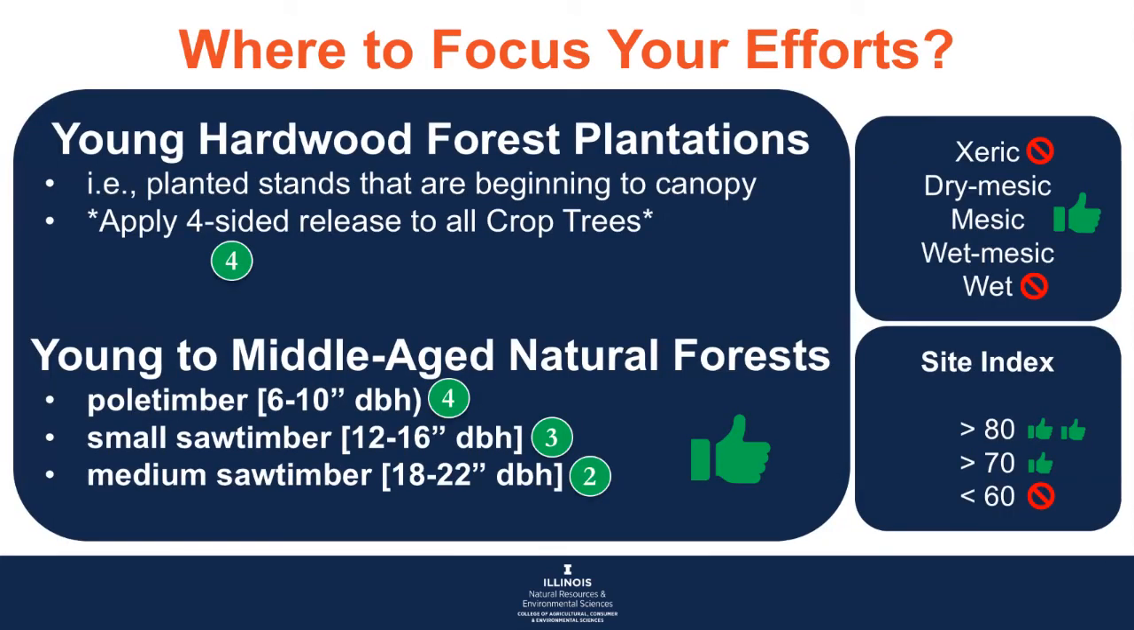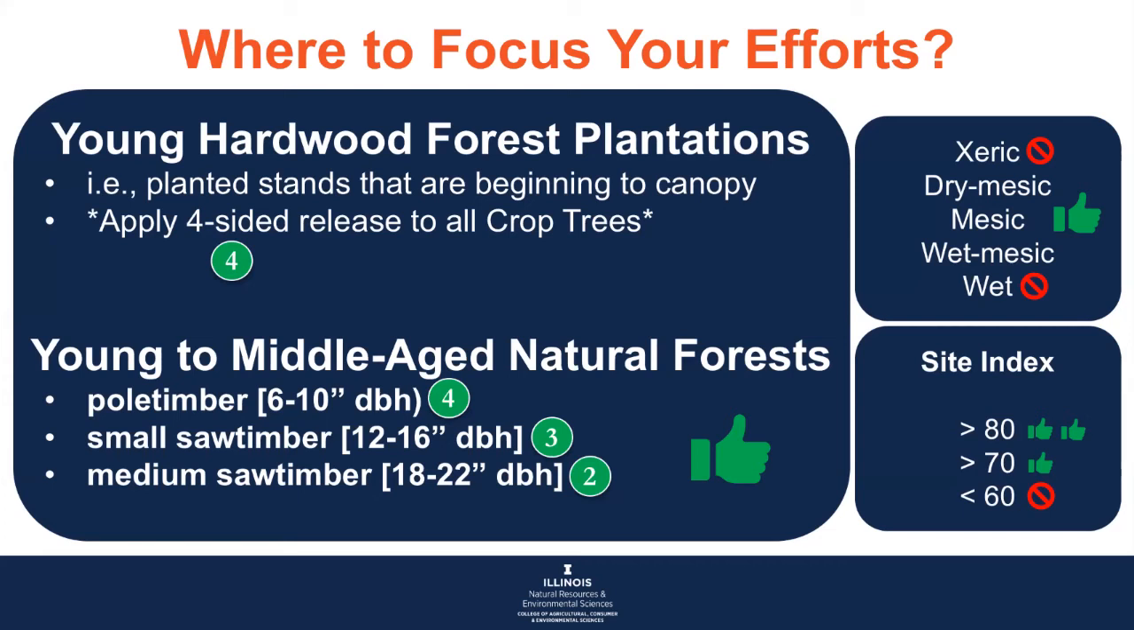So where to focus your efforts? Definitely young hardwood forest plantations, because there's a lot of potential crop trees, okay? So on these young hardwood forest plantations, definitely apply a 4-sided release to all your identified crop trees. Again, we're shooting for about 50 to 100 crop trees in these young stands.